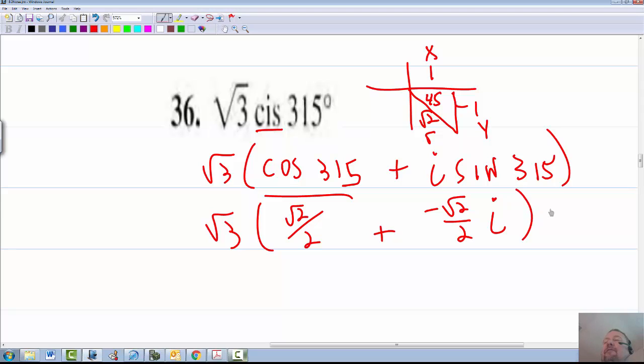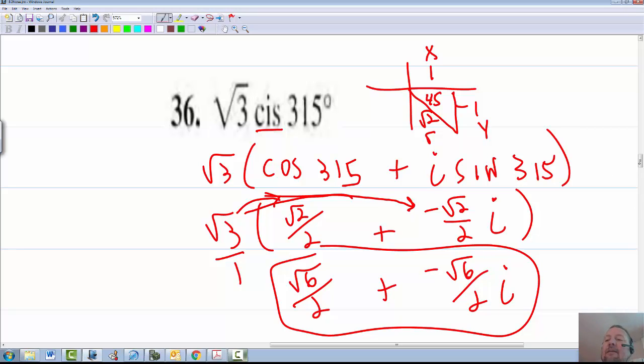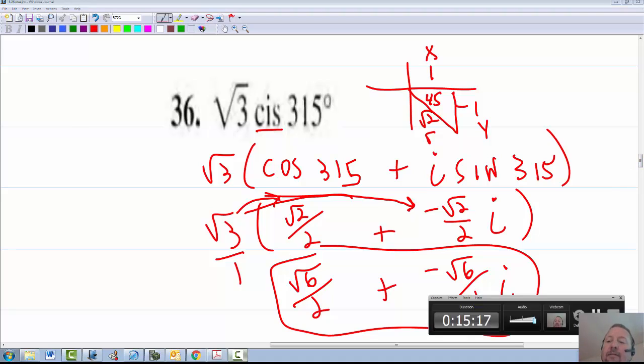Okay, and then now we have this radical stuff. So I've evaluated the trig. Now it's going to be an a plus bi number that I recognize. How do I multiply this? I've been the fraction jerk all year long. I hope we know how to do this. This is root 3 over 1. So what does this become when I take root 3 over 1 times root 2 over 2? Plus negative root 6 or minus. You got it. A plus bi.